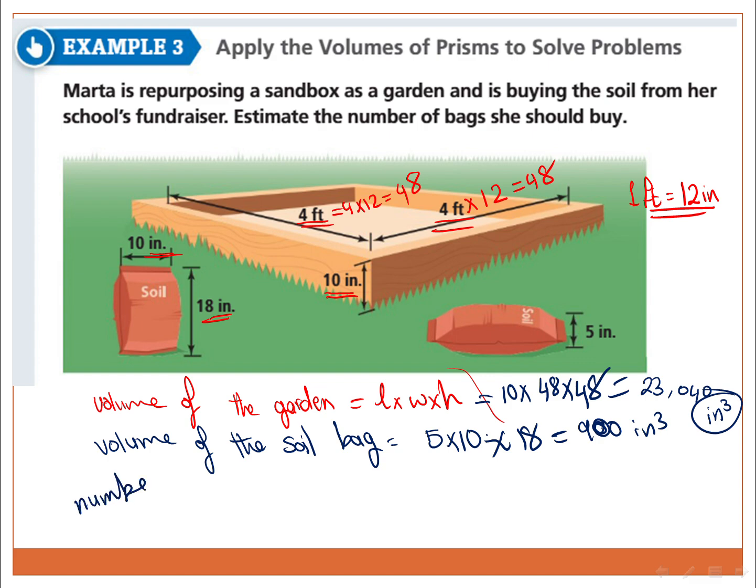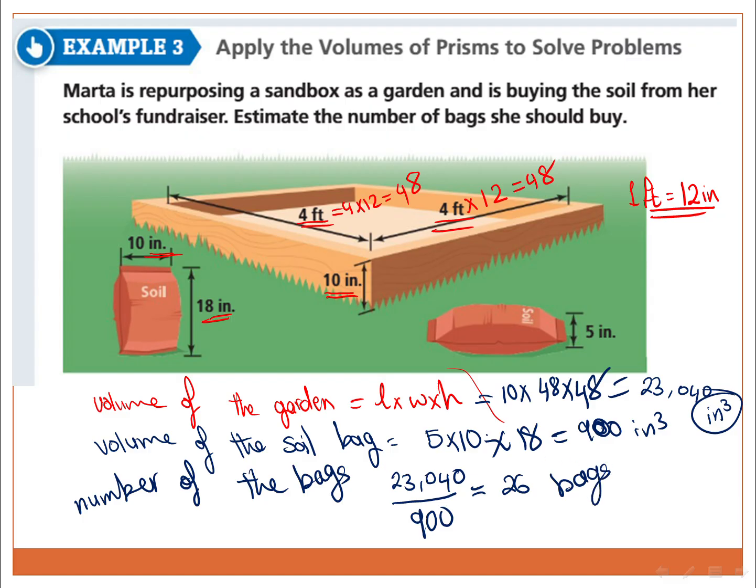Now I want to know the number of the bags. The number of the bags is going to be 23,040 divided by 900, equals 26 bags. Okay, so now I got 26 almost. Hope it's clear for now. Let's move on.